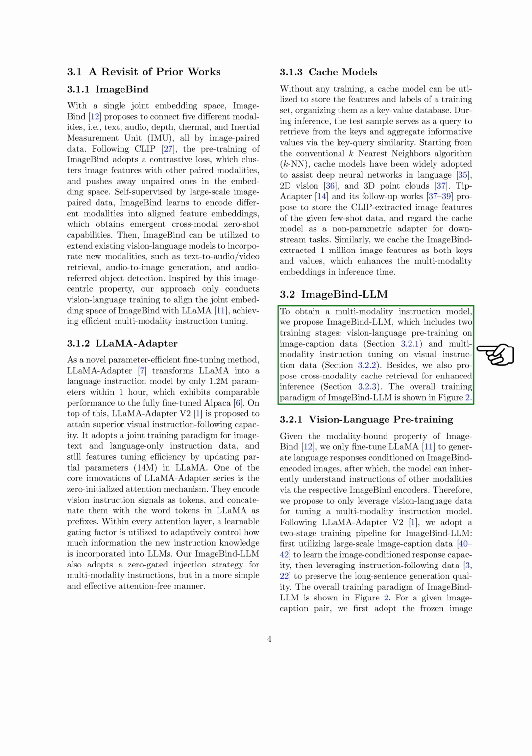Finally, we propose ImageBind-LLM, a multimodality instruction model, which includes 2 training stages: vision-language pre-training on image caption data and multimodality instruction tuning on visual instruction data. We also propose cross-modality cache retrieval for enhanced inference. The overall training paradigm of ImageBind-LLM is shown in figure.